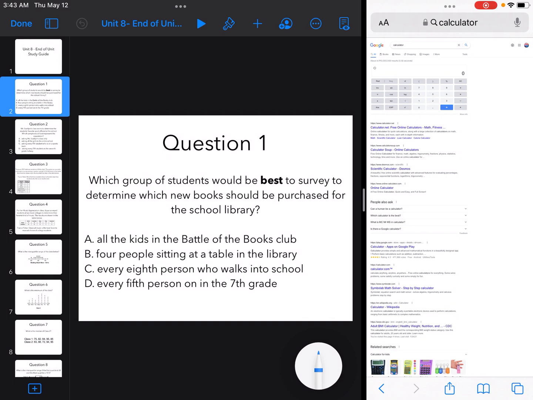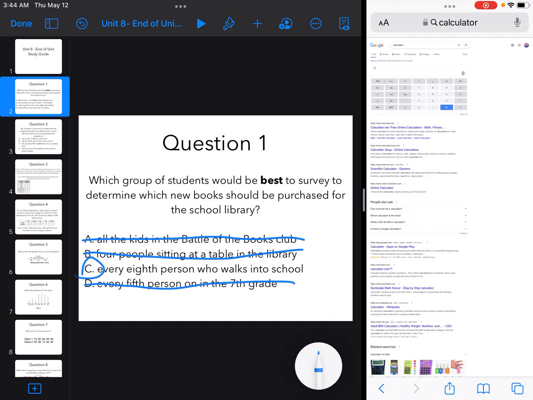So when you're thinking about this, you want to make sure that everybody is able to be included. If it's only one club, that doesn't include any other students, so it knocks out any kid that's not on the Battle of the Books Club. 4 people sitting at the school library, well, that sample size is really, really small, so that wouldn't be good. Every 5th person on the 7th grade hall eliminates 6th and 8th grade from having a voice or choice in the decision for the books. So C would be the best one.